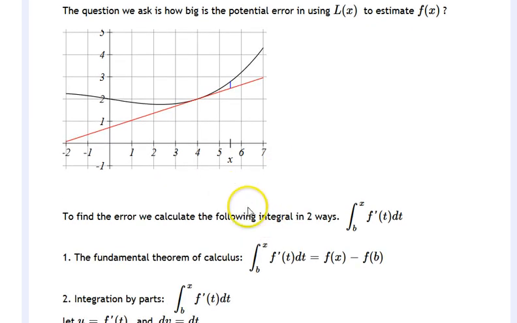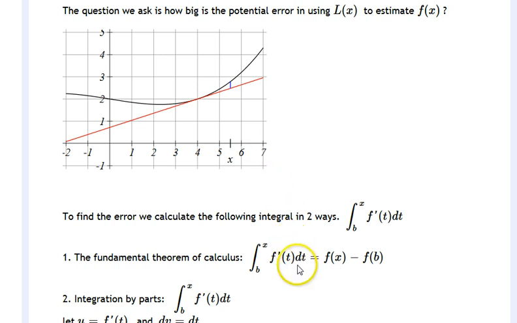So here's this integral of f prime of t dt integrated from b to x. So I'm going to integrate the derivative of this function between my nice value that I'm basing my linear approximation at and this x value where I'm trying to evaluate. I'm going to do this two different ways.